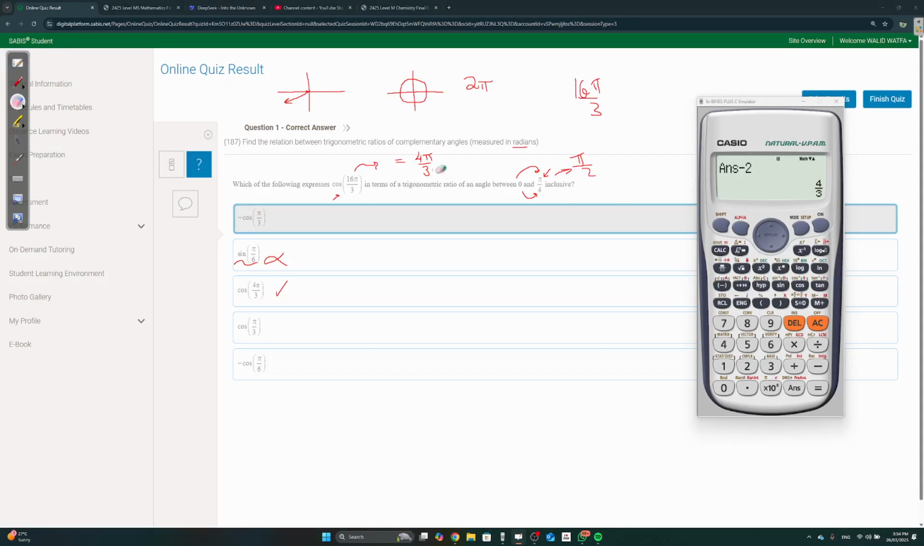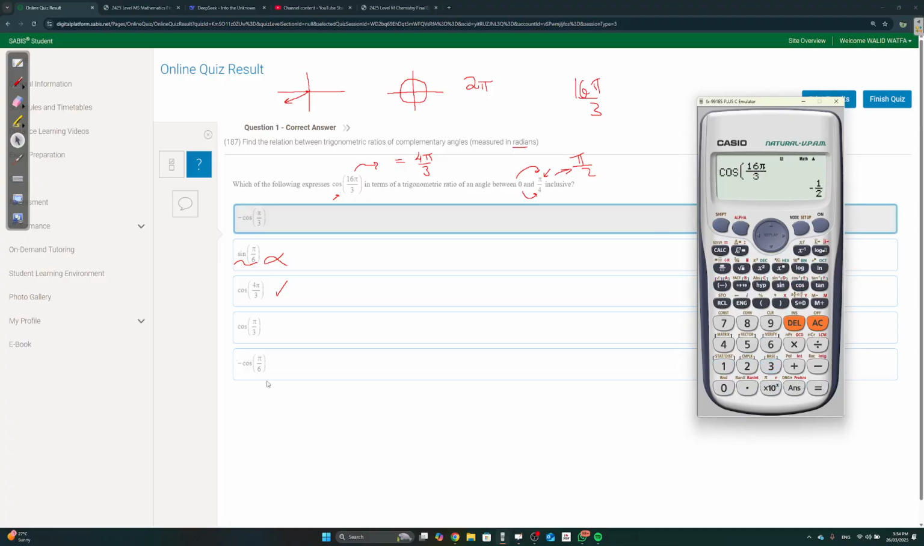Cosine 4 pi over 3, if you make your angle radians, you get a negative value. I just realized, I don't have to do all this. I can just do all this in a calculator. Guys, wait. Cosine 16 pi over 3.